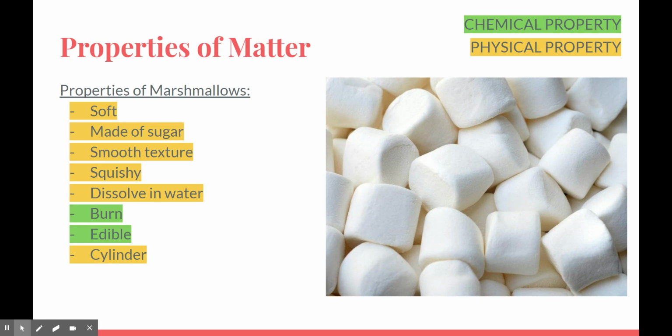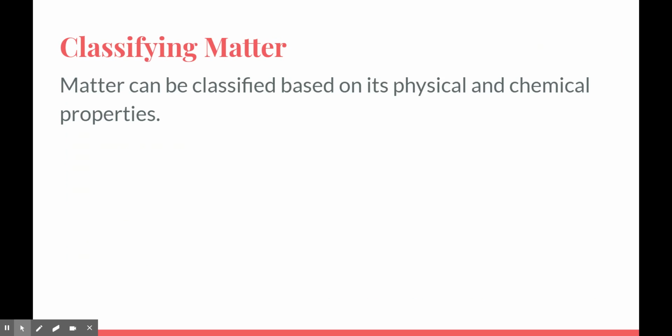The rest of these are physical properties. I can tell that it's squishy just by squishing it. After I squish it, it's still a marshmallow. Its identity is still the same, so I know it's a physical property of matter. Now we can use those physical and chemical properties to classify matter.